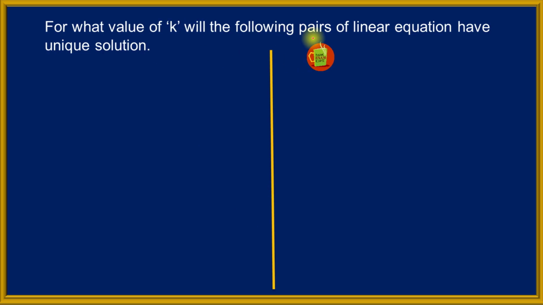For what value of k will the following pair of linear equations have a unique solution? The equations are x minus ky is equal to 2, and the other equation is 3x plus 2y is equal to -5. These two equations are given and you have to find the value of k so that the pair of linear equations will have a unique solution.